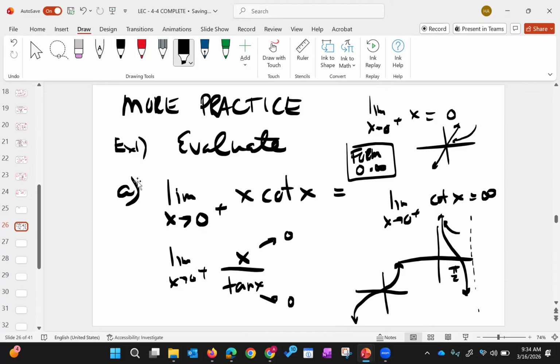Okay. With that in mind, since L'Hopital's rule applies, what shall we do? Take the derivative, absolutely. And we are almost done. Limit as x goes to 0 from the positive side of 1 over, anybody, derivative of tangent is? Is it negative secant squared or just secant squared? Thank you. Okay. Perfecto.